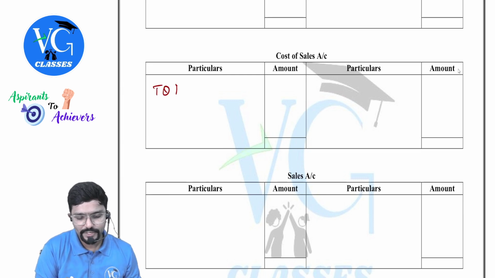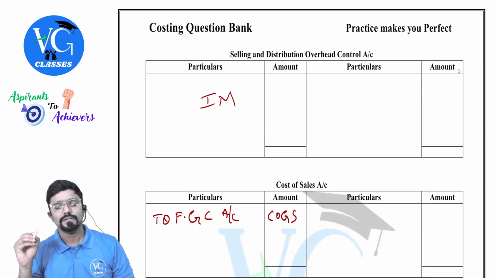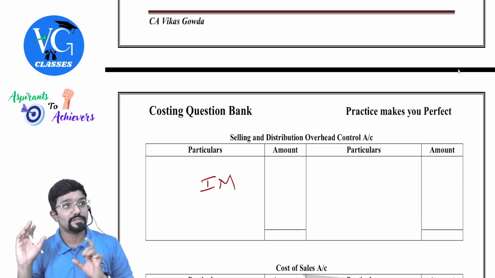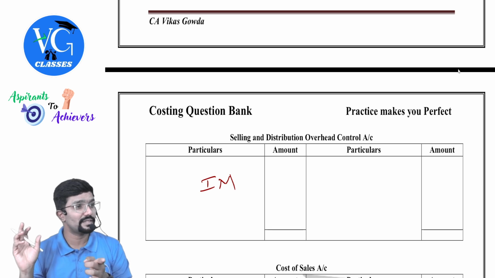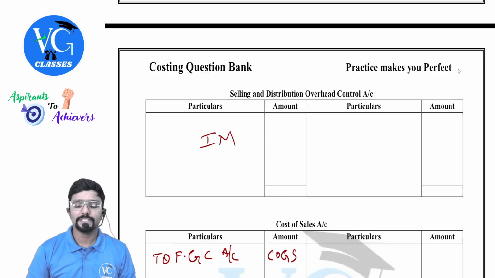To finished goods control account. What is the name of this? COGS. COGS, guys. Don't get confused with the name. Sir, you are sending to cost of sales, but the name you are telling COGS. Yes, it is like that. Clear. Next, selling and distribution, guys.